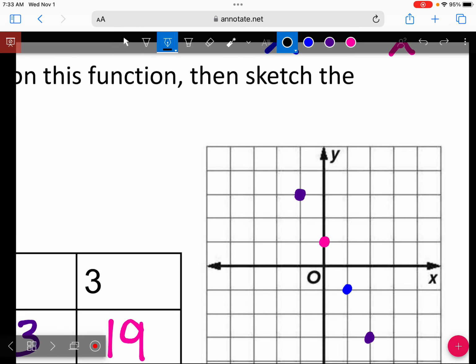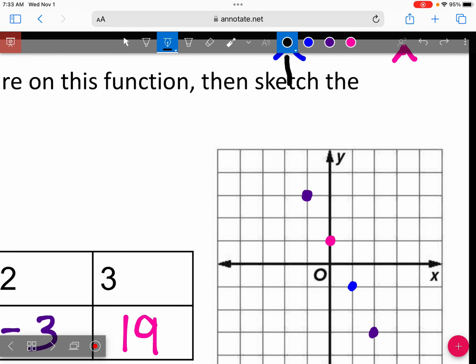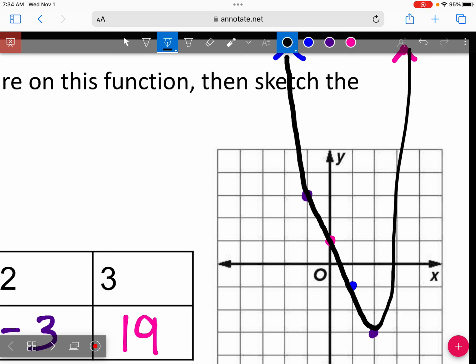So we're going to connect from our arrow, hit all 4 of my dots and back up to my arrow.